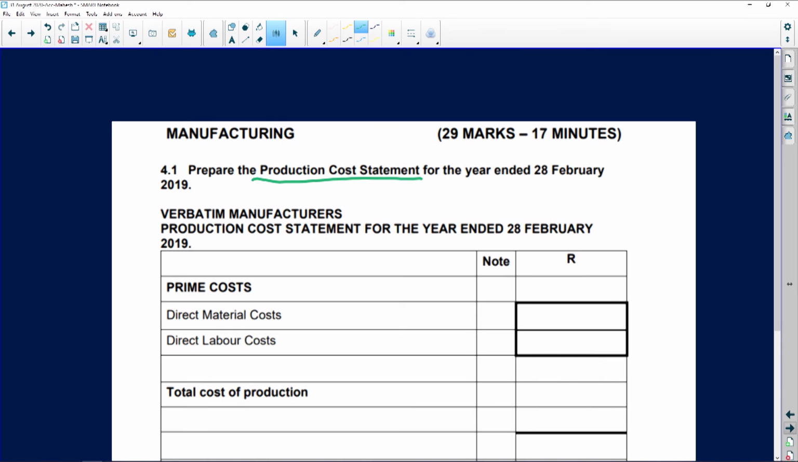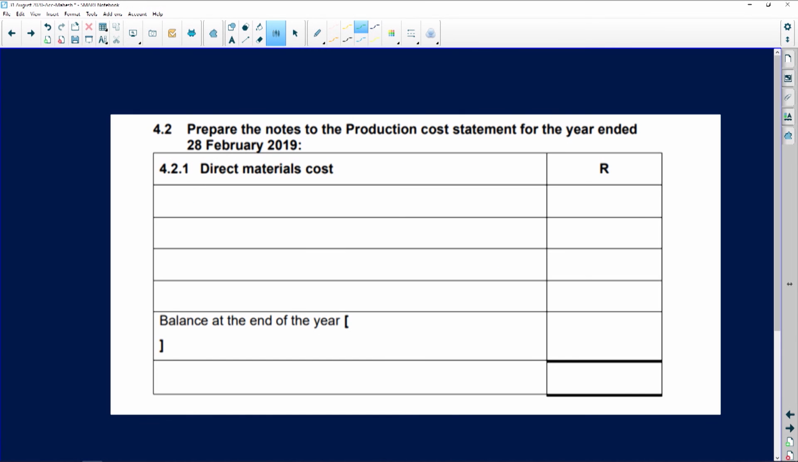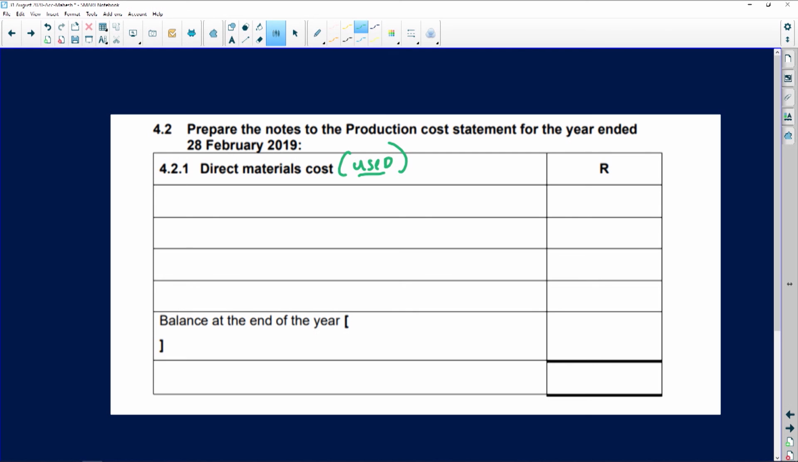So immediately I've got to go to my first calculation. So remember, direct material cost, here I'm trying to calculate how much direct material was used in the production process. So remember, for the entire year, I would buy materials, but I am interested in, at the end of the year, how much was used, okay, because that is my expense.